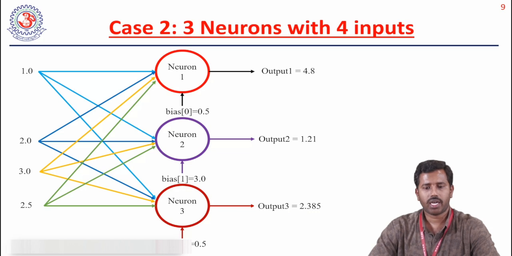Fully connected architecture means every piece of data that is available in the input layer is connected to every neuron in the next layer. Every neuron has a specific bias value, so that every neuron will produce its own output value. So 3 outputs you will get in this case, nothing but 4.8 from neuron 1, 1.21 from neuron 2, and 2.385 from neuron 3.